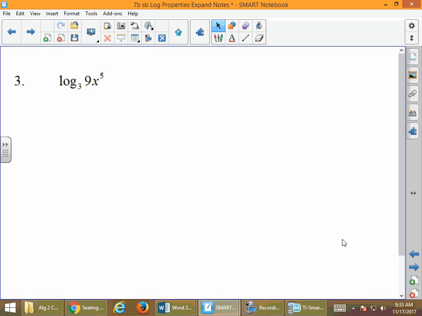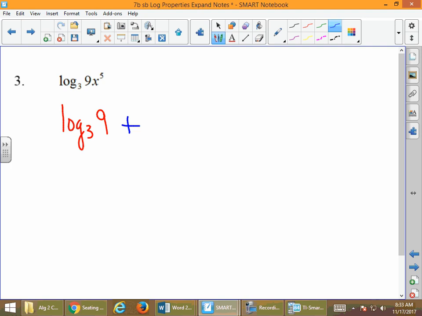But the first part, as we look at problem number 3, that I see is this is log base 3 of 9x to the 5th. So when we rewrite this, it's going to be log base 3, but 9x to the 5th is 9 times x to the 5th. So this is going to be log base 3 of 9 plus log base 3 of x to the 5th.